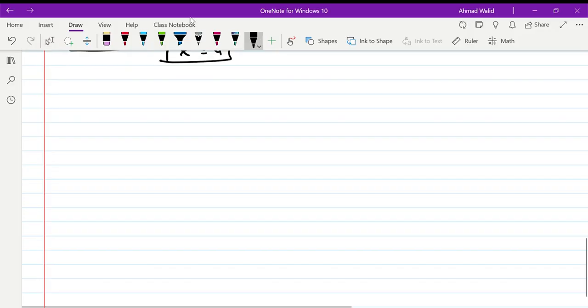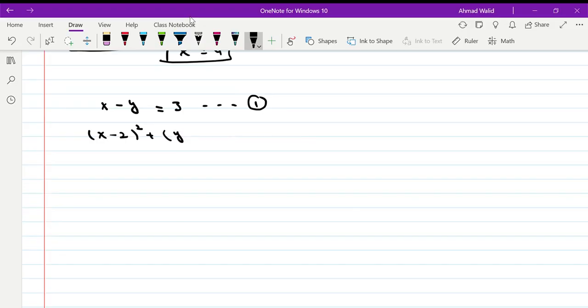x minus y equals 3, equation number 1. And your equation number 2, they give it a little bit tricky this time: x minus 2 squared plus y plus 3 squared equals 4.